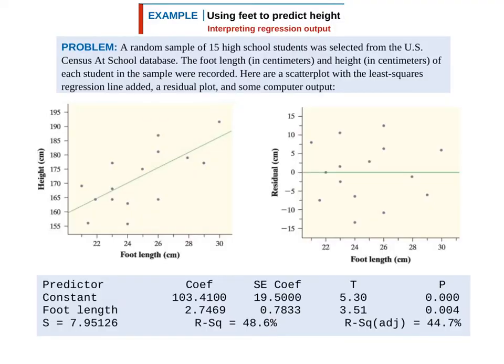This example is called using feet to predict height. I'm sure you've heard that one before. So the problem says a random sample of 15 high school students were selected from the U.S. Census at School database. The foot length in centimeters and height also in centimeters of each student in the sample were recorded. Here's the scatter plot with the least squares regression line added, that green line there, a residual plot, and some computer output. So take a moment, look at these, and then we'll move on to the questions.